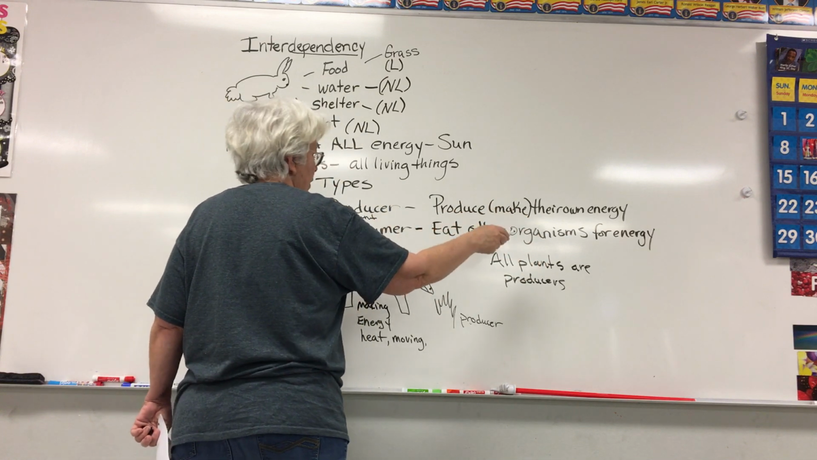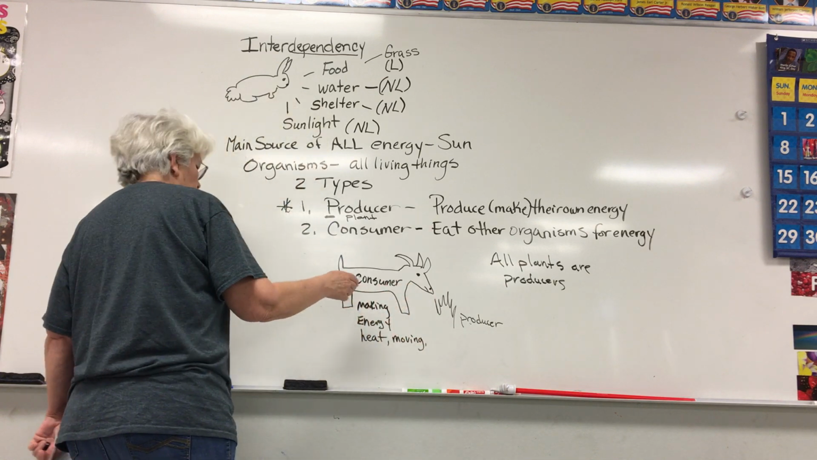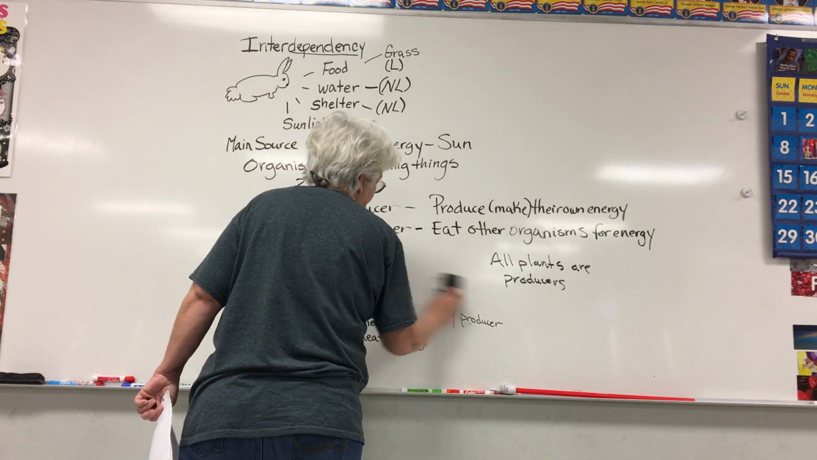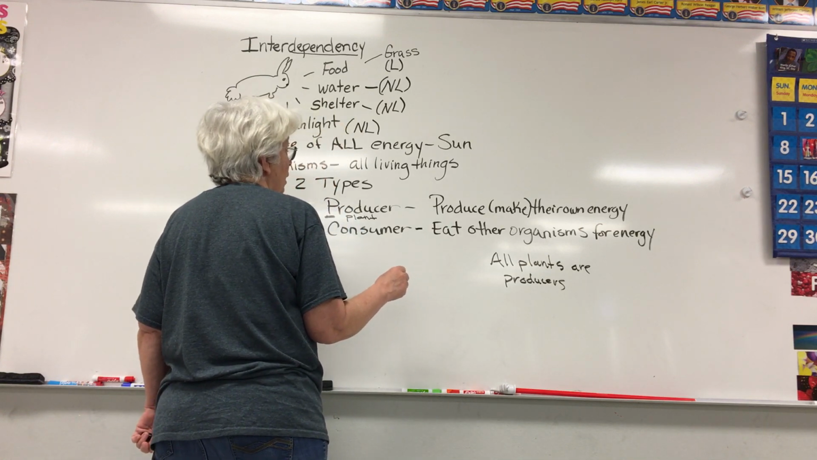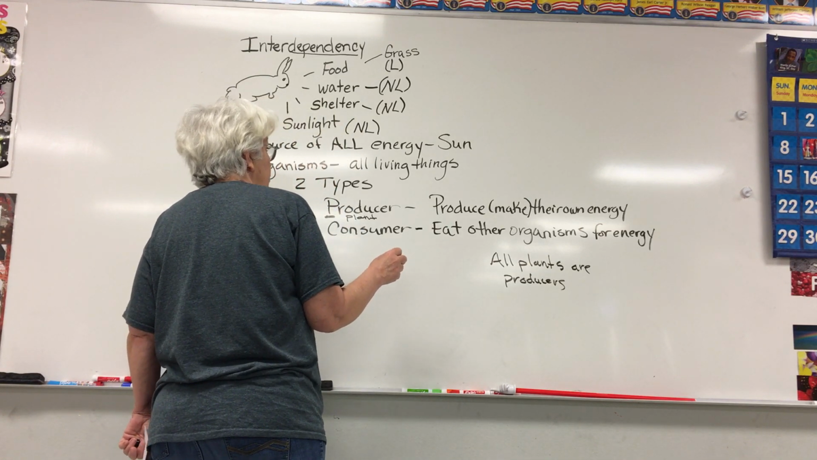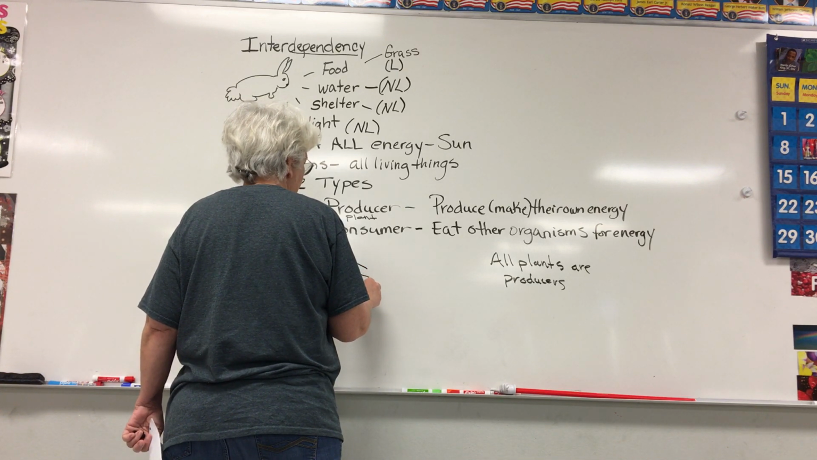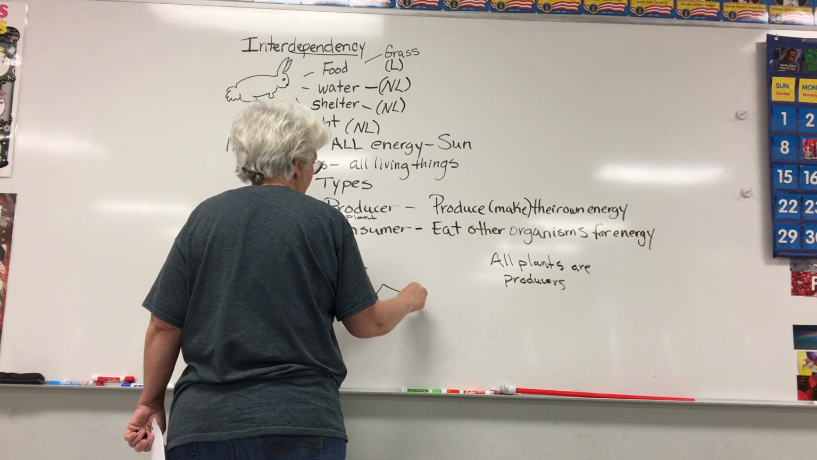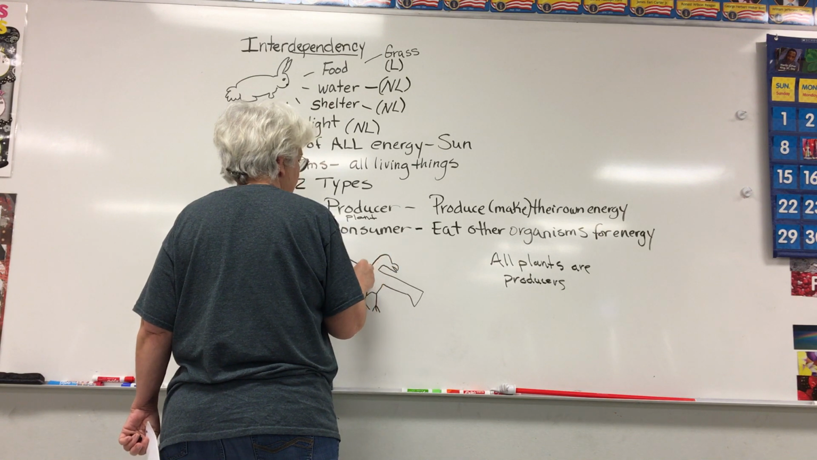Consumers eat other organisms for energy. Now, goats aren't the only consumers. So then we have a puppy dog. Oh, well, let's make it a wild animal. So we have an eagle. How about that? I'm not very good at drawing birds, especially birds of prey, but here, we'll try it. Okay, looks more like a pterodactyl.